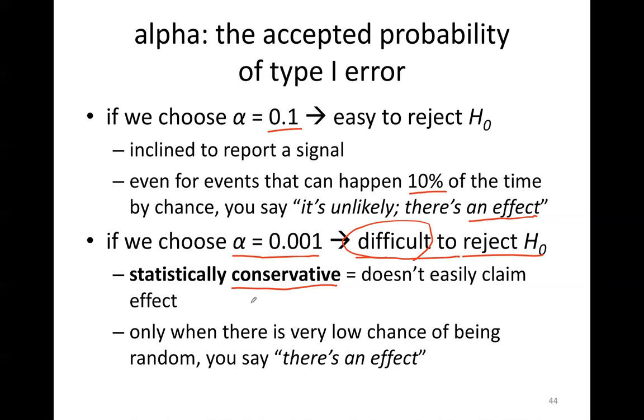Okay, only when there is a very low chance of something being random, you say there's an effect. You don't make statements easily. That's statistically conservative. So yeah, please also learn this term. It's commonly used. So if we choose an alpha that is low, we would be statistically conservative. If we choose an alpha that's high, we would be more liberal or relaxed. And that will determine, of course, the false positives we can produce in our test.